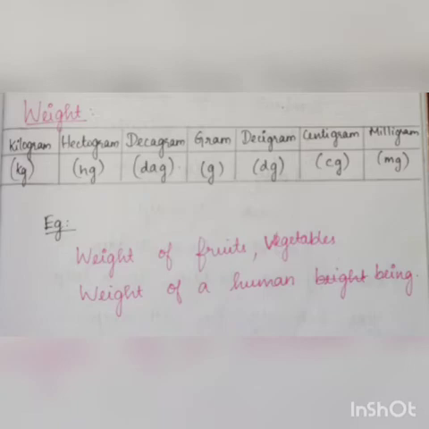Usually we use weight for measuring fruits and vegetables. Like our human beings' weight, how do you measure it? Through a weighing machine, right? In that weighing machine you stand and it says you are 35 kgs. So that is measured using weight, where gram is our base unit.